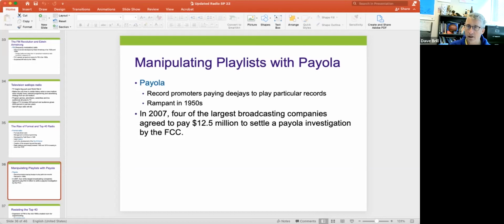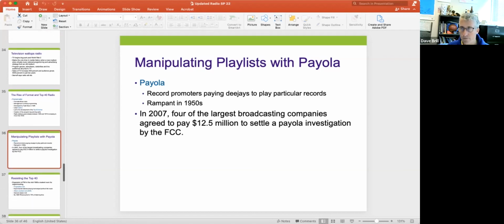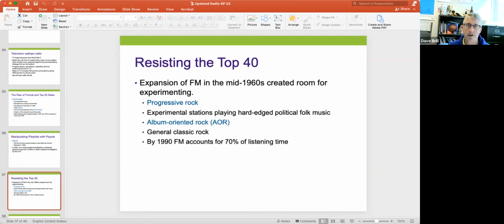It eventually becomes illegal. And in 2007, by the way, just so you know, it still happens in pretty recent times, 4 of the largest broadcasting companies agreed to pay $12.5 million to settle a payola investigation by the FCC. So look up payola. It's a very interesting subject.